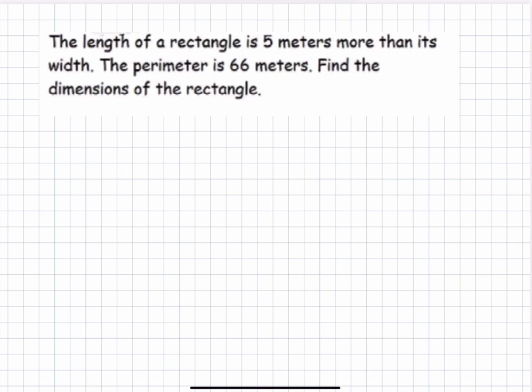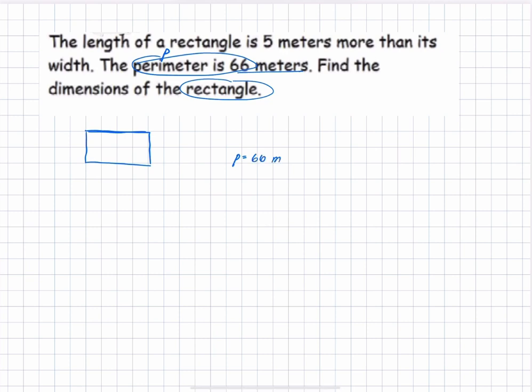So in this problem we know that there's a rectangle, so let's draw a rectangle. And we know the perimeter is 66 meters, so I'm going to abbreviate perimeter as the letter P. Put that there, 66 meters. Perimeter is derived from adding all sides of a given shape, and here we have a rectangle, so you just add all 4 sides of this rectangle to get the perimeter.